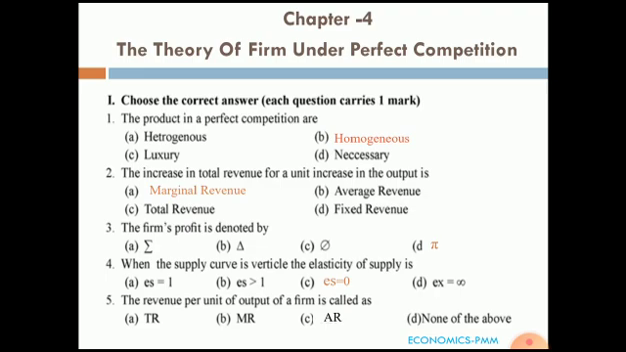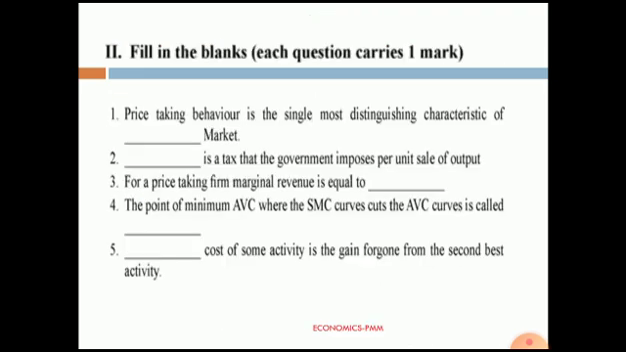Fifth one, the revenue per unit of output of a firm is called as. When the word per unit comes, it is always denoting AR. Per unit output of a firm is called average revenue. So this is your part 1, choose the correct answer. Moving to the next part of section A is fill in the blanks.